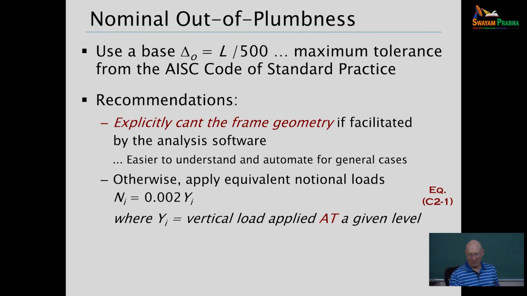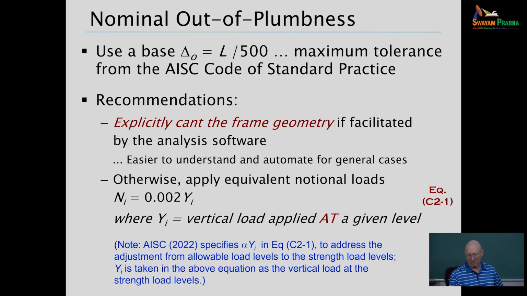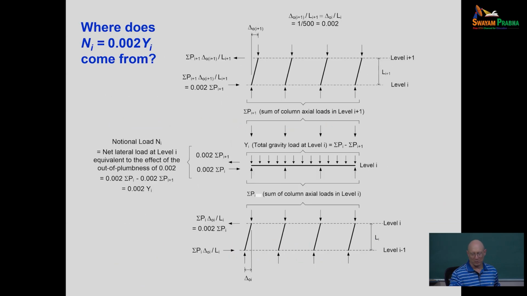All right, so we call it 0.002 Y sub i, where Y sub i is the vertical load at a given level. So how does that work? And I'm not going to go there with the alpha Y sub i. There's some things that get confusing because of ASD and the alpha and how that's applied here, but that's not so relevant here. So here's two stories out of a frame to try to illustrate. Where does that 0.002 Y sub i come from?